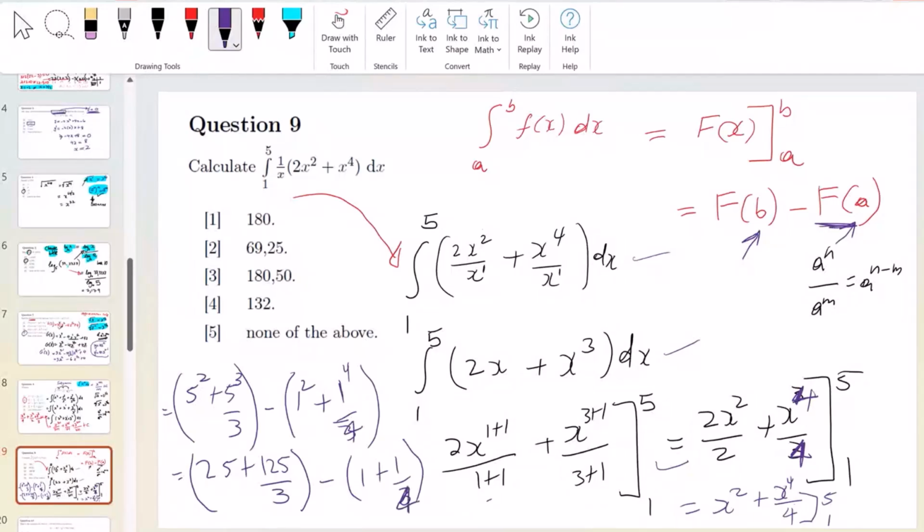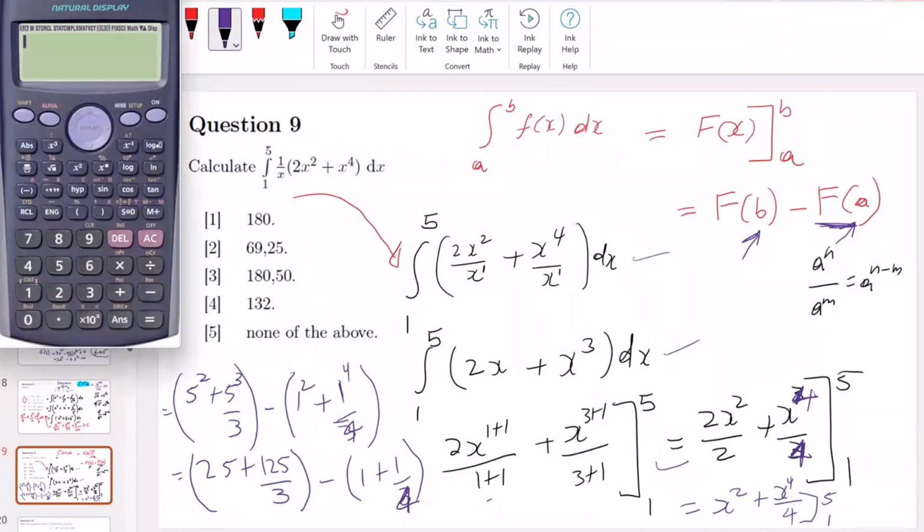So let's start again. 25 plus 25 over 3 minus 1 plus 1.